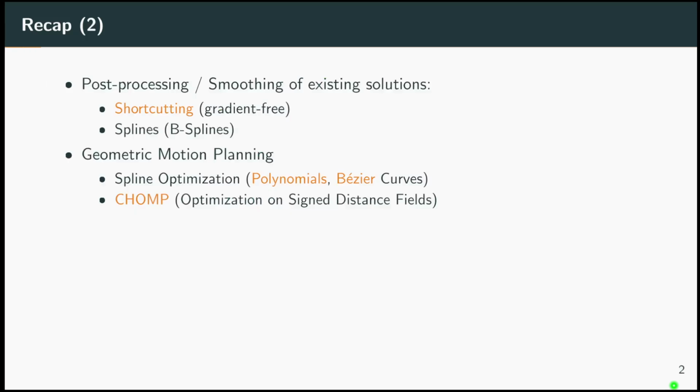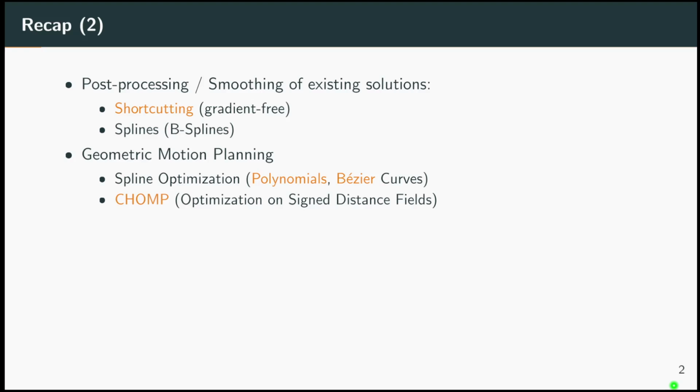Last time you looked at optimization mostly from a geometric motion planning perspective. One method was the post-processing of solutions that you might get out of things like RRTs, which tend to be not that smooth. One way was shortcutting, which is a gradient-free method, or you can use that initial guess and fit some splines. You looked at different splines last time that can be fit.